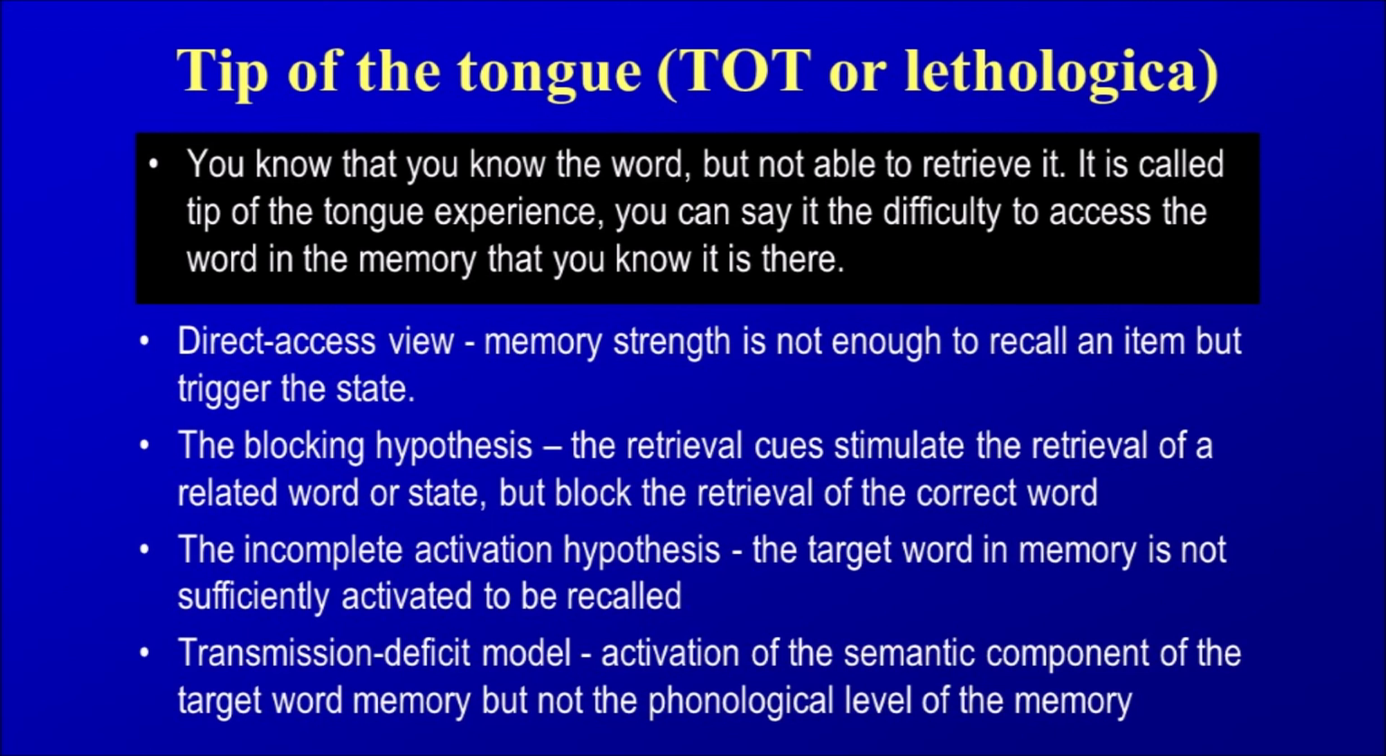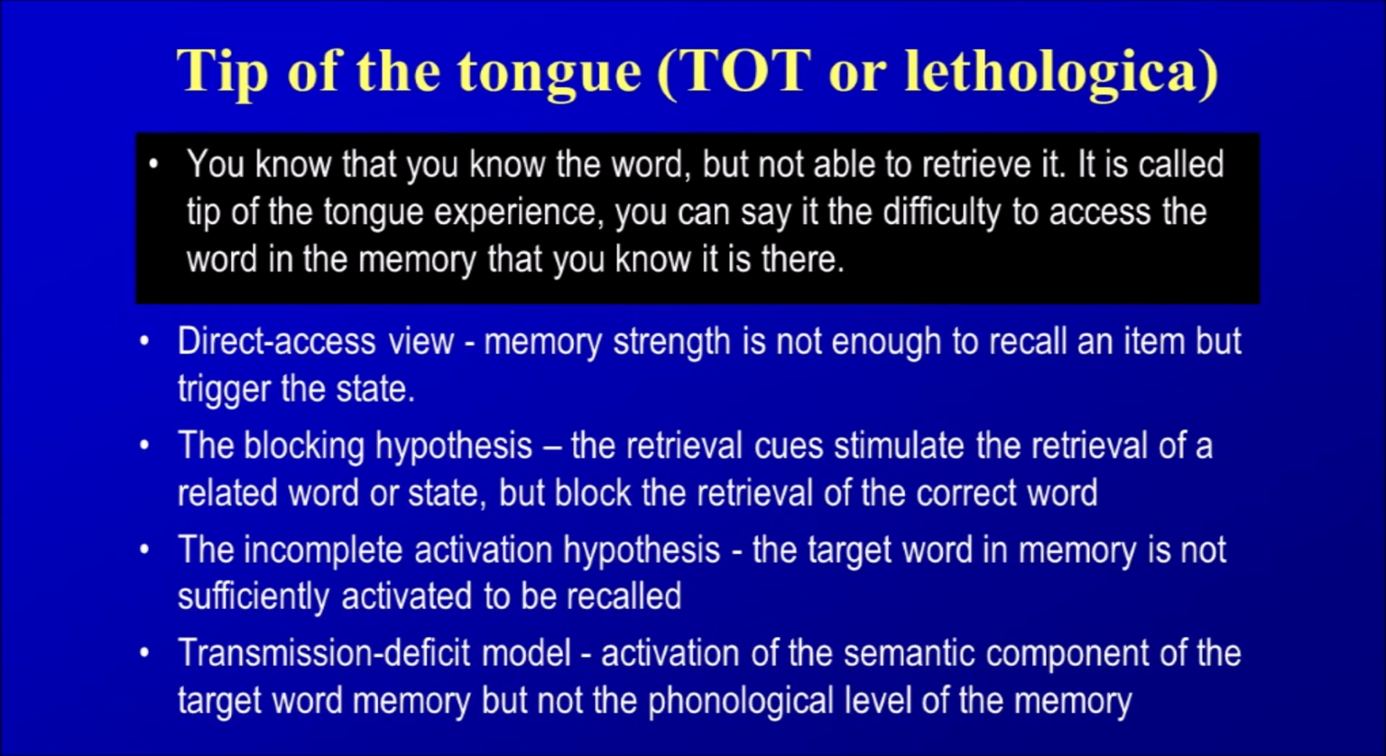One of the views is the direct access view. Your memory strength is not enough to recall an item, but it is able to trigger the state. So you remember something, but you are not able to recall the exact word. Second theory is the blocking hypothesis. It says that the retrieval cues stimulate the retrieval of a related word or state, but they block the actual correct word. So you are able to have something related to that word, but you are not able to reach the correct word.